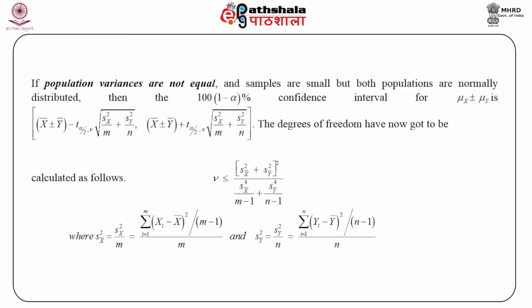And similarly, sy bar square is equal to sy square upon n, which is equal to sigma (yi minus y bar) whole square divided by n minus 1, and this whole divided by n. The calculated degrees of freedom is then rounded off to the lower integer value for obtaining this nu. For example, if the calculated value is 20.79, the degree of freedom is 20.